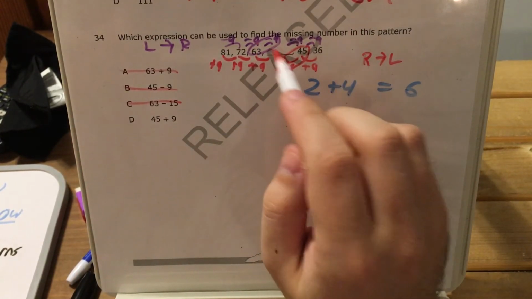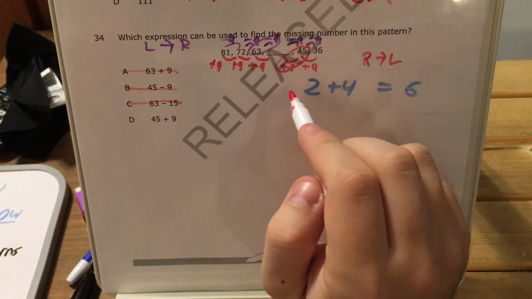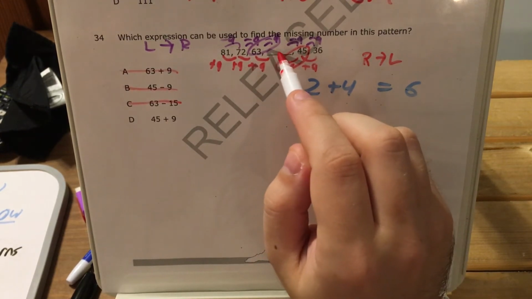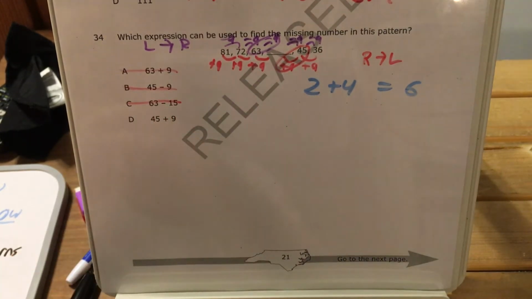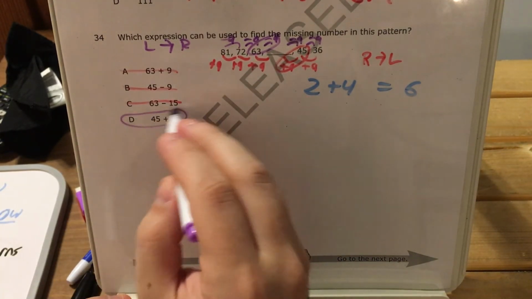Now, we think it's choice D, but let me just make sure. My two possible answers were 63 minus 9 or 45 plus 9, and 45 plus 9 matches choice D, so it looks like that's going to end up being my answer.